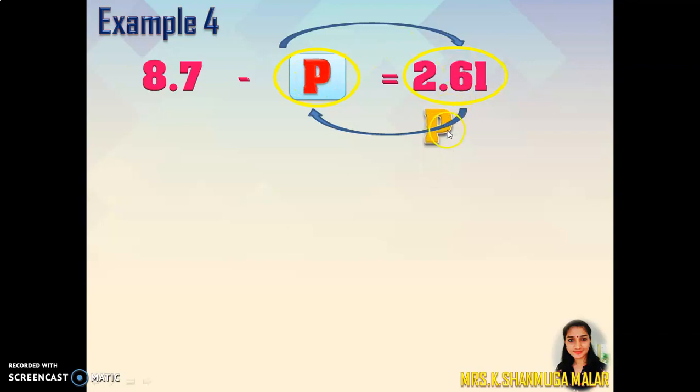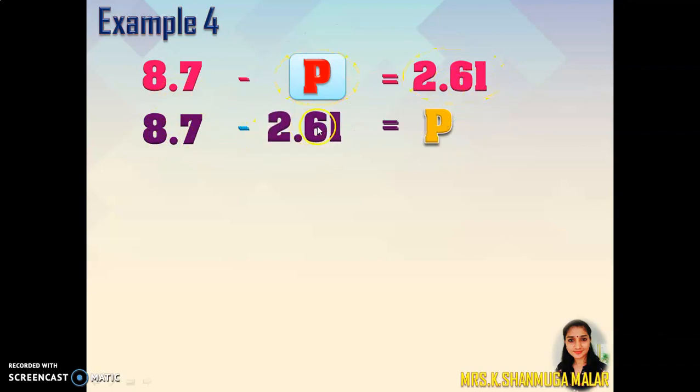So P we write here and put equal. This number we never do anything, so we just drop down as 8, and minus, bring this 2.61 over here. Now we can solve the question.